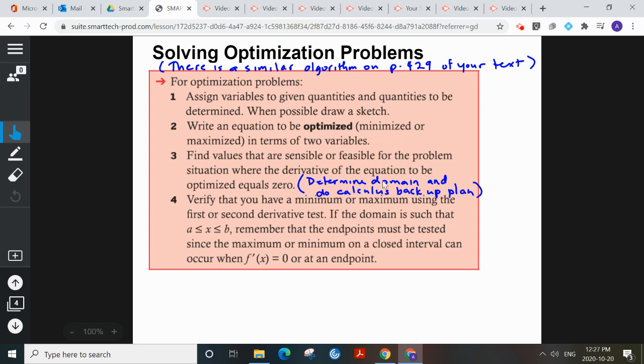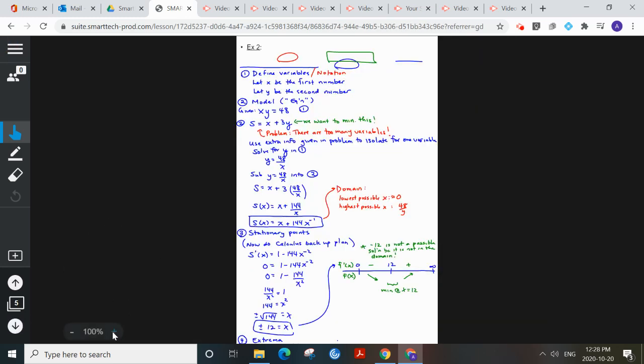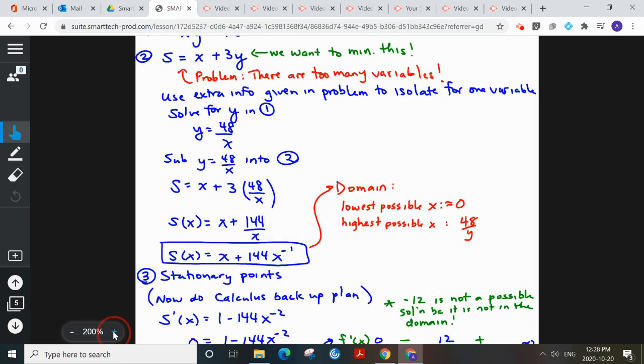Basically, that means determine the domain and then do our calculus backup plan. Take the derivative, set it equal to 0, and solve for x. Finally, you can verify that you have a minimum or maximum using the first or second derivative test. And remember that if you're given a specific domain, you need to test the endpoints as well. So here's an example. It's a little hard to read. We might have to continue it in the next video.